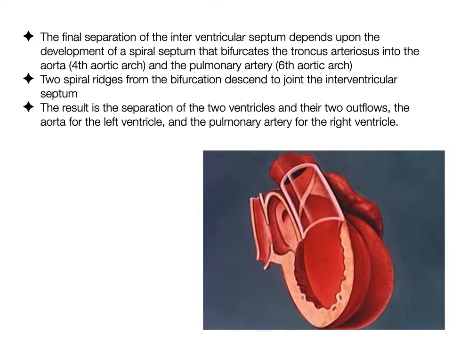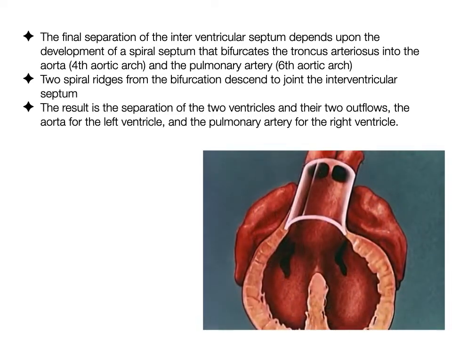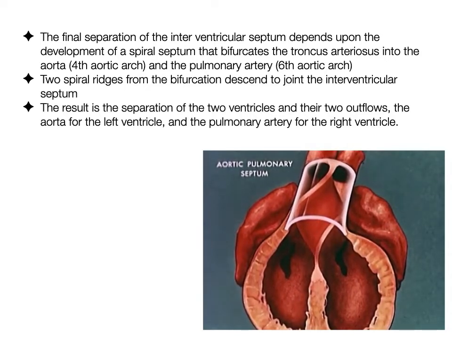right ventricle we are seeing has an outflow through the pulmonary arteries, and the left ventricle that is behind has its outflow through the aorta. So the result is the separation of the two ventricles and their outflows. The aorta for the left ventricle and the pulmonary artery for the right ventricle.